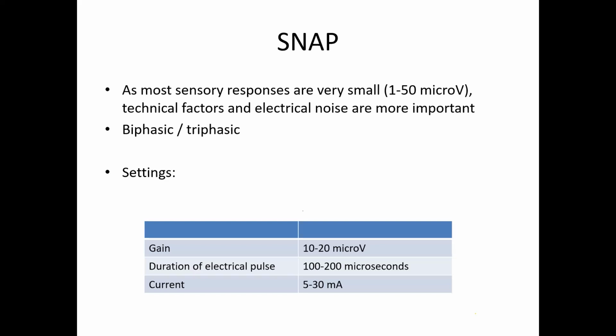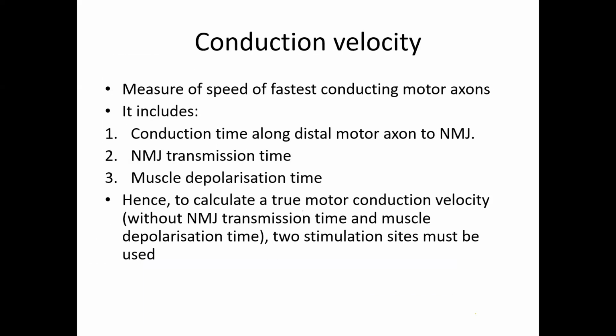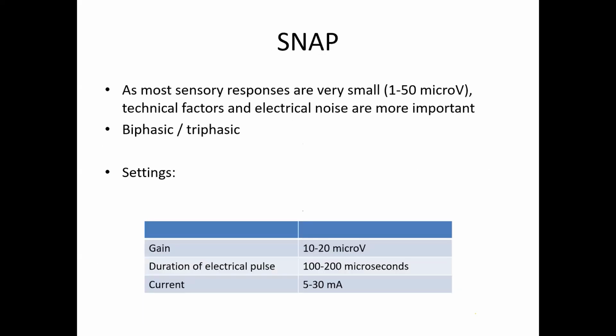And one more thing. In CMAPs, you are stimulating the nerve and you are recording from the muscle. In SNAP, you are stimulating the nerve and you are recording also from the nerve. Which nerve? Cutaneous nerve. Sural, yeah, that is right. But if you are stimulating the median nerve, you are recording from the median nerve's cutaneous nerve endings. But in sural nerve, it is direct nerve to nerve.